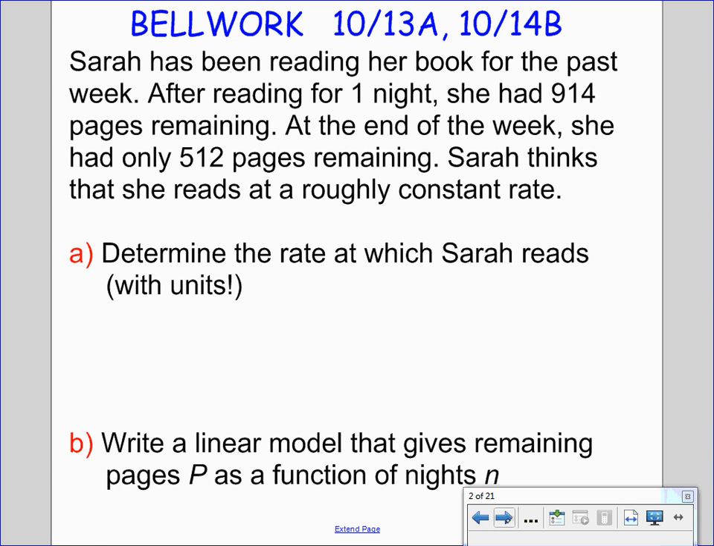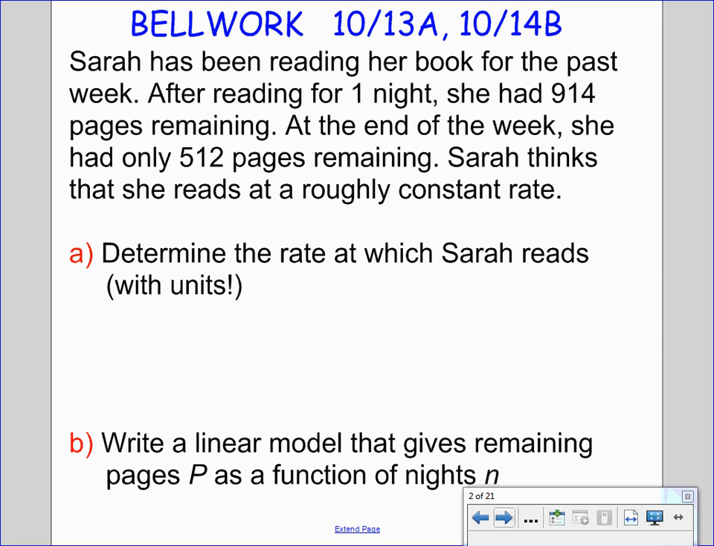So we can interpret a linear relationship in context, complete with units, right? Using the same quantities we've dealt with with linear equations all unit long. It's just that now the variables in that linear equation are connected to real life quantities. They have meaning in context. And so let's go ahead and determine things like the rate at which Sarah reads with units.